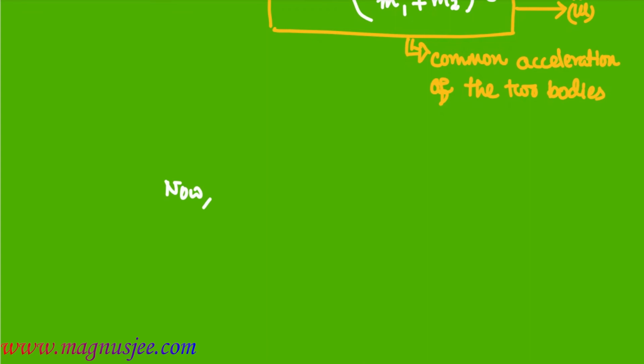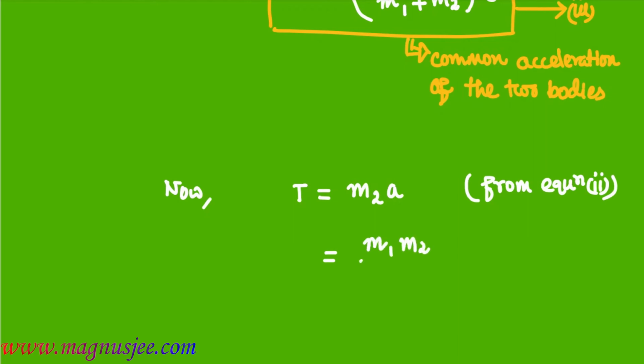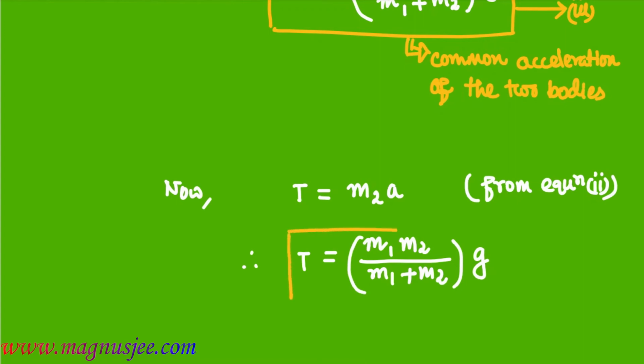Now, from equation 2, T equals m2 a. Now putting the expression of a, T equals m2 a from equation 2, so putting the expression of acceleration a, finally we get T equals m1 m2 divided by m1 plus m2, into g.